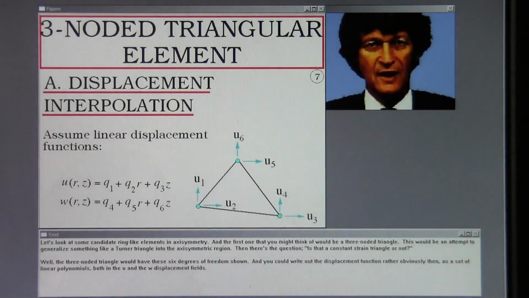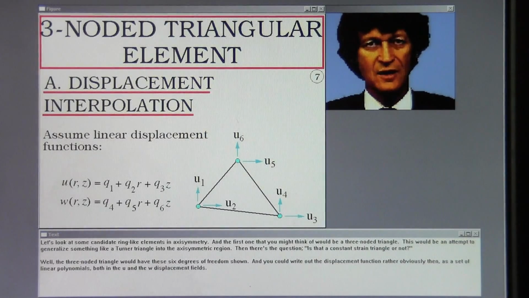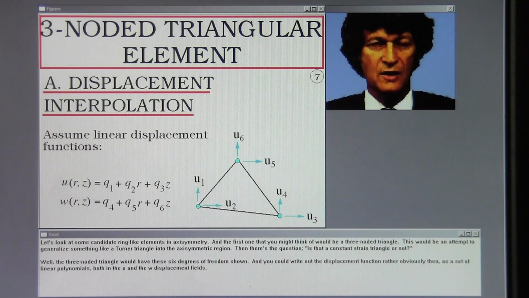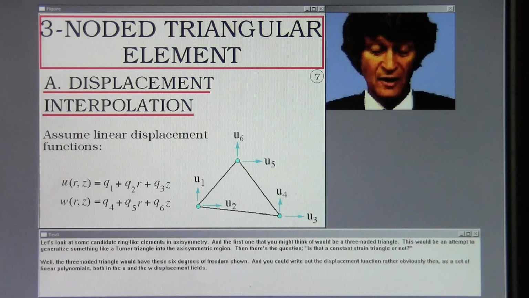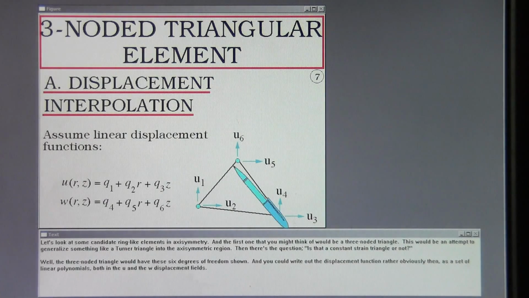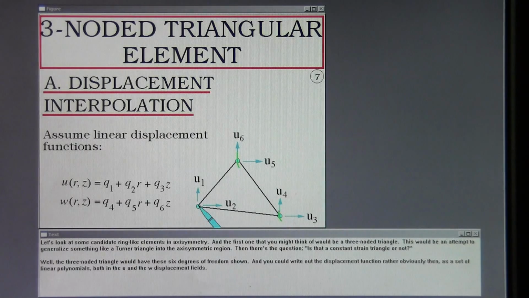Let's look at some candidate ring-like elements in axisymmetry. And the first one that you might think of would be a three-noded triangle. This would be an attempt to generalize something like a Turner triangle into the axisymmetric region. Then there's the question, is that a constant strain triangle or not? Well, the three-noded triangle would have these 6 degrees of freedom shown, and you could write out the displacement function rather obviously then as a set of linear polynomials both in the u and the w displacement fields.